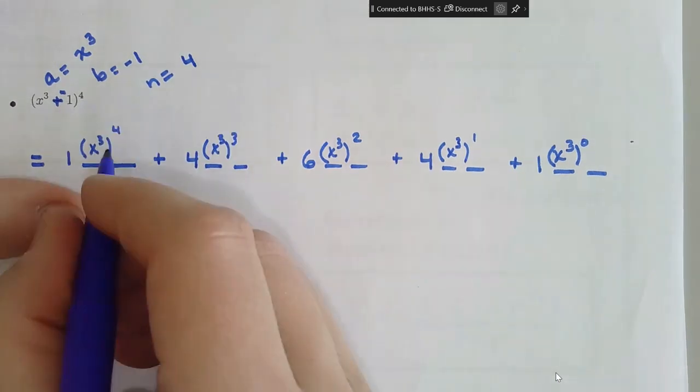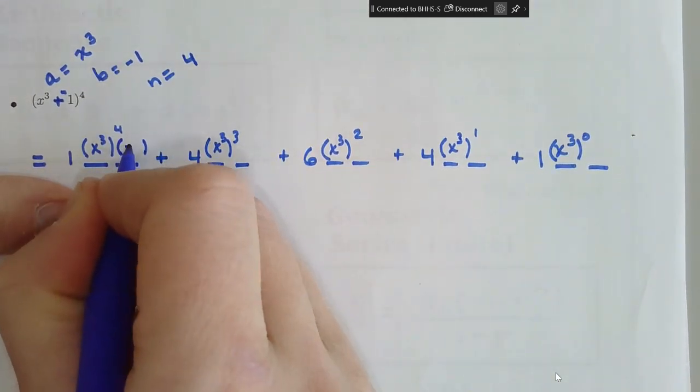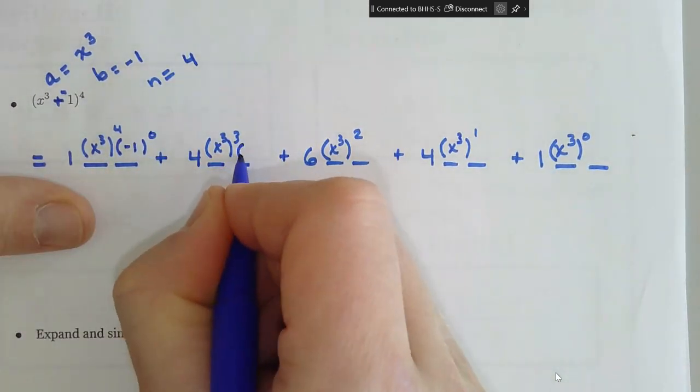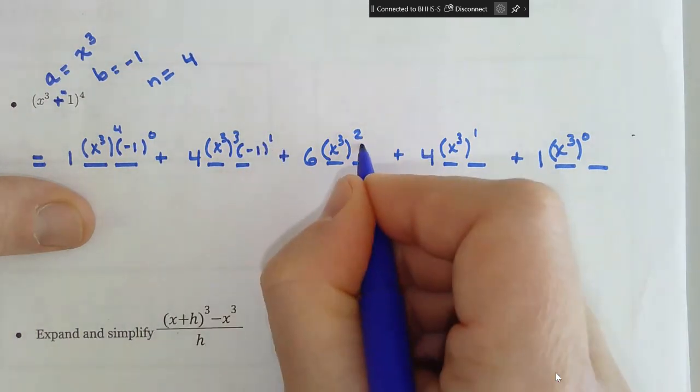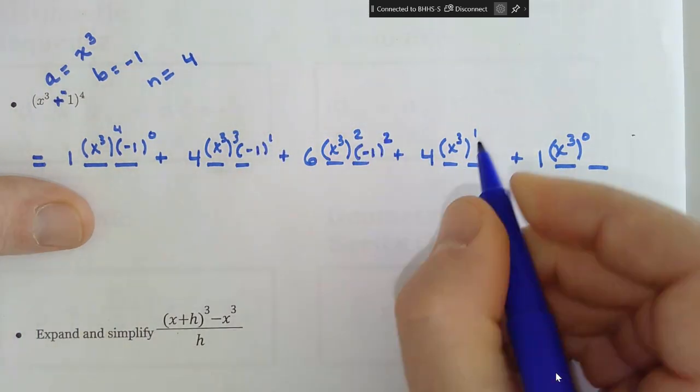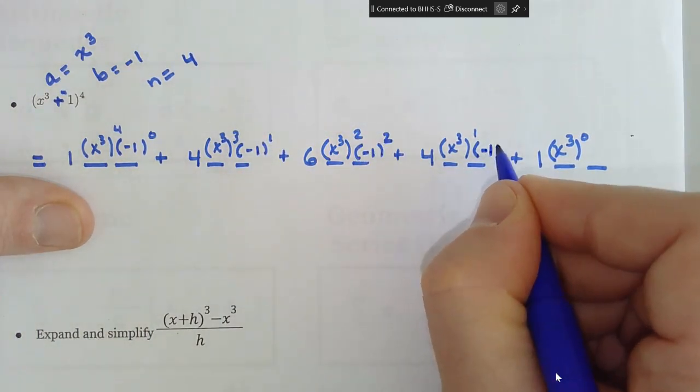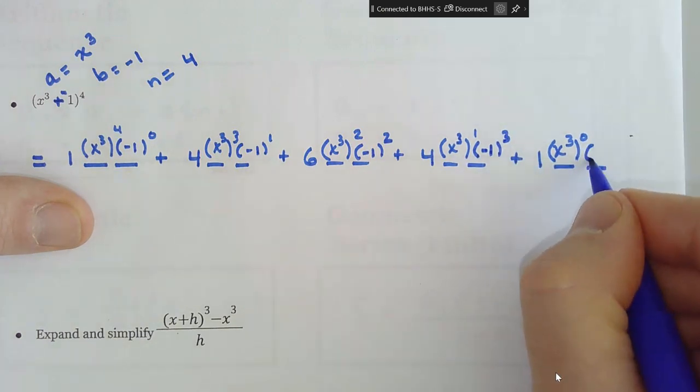Next space, let's take those negative ones. I'm going to put these in parentheses too. So negative 1 to the 0, negative 1 to the 1, negative 1 to the 2, negative 1 to the third, and negative 1 to the fourth.